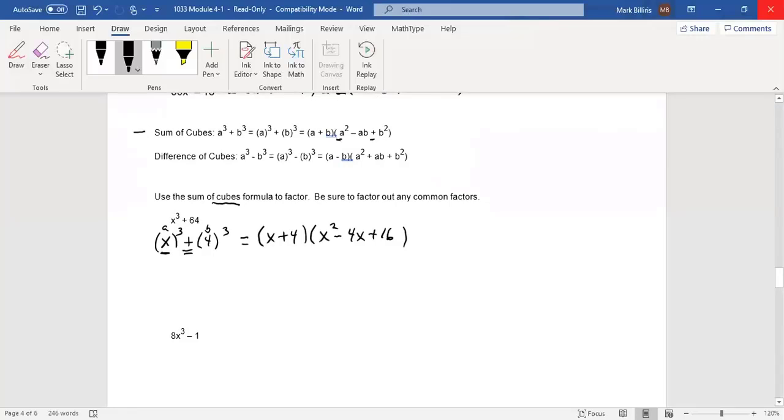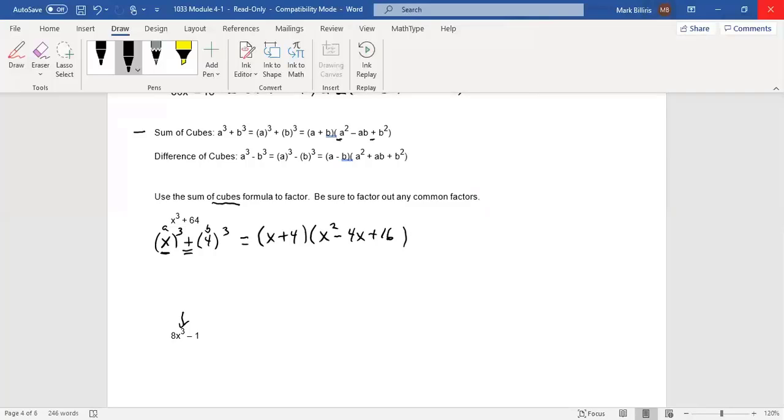So again, I know I've said it a million times, but the first step in all factoring problems is to look for the greatest common factor. Nothing divides into 8x cubed and 1. So we can go on to our next step. Again, we're looking at our exponent 3, which is going to be a clue that we're going to deal with the sum or difference of cubes. Since it's a minus, it's going to be the difference of cubes.